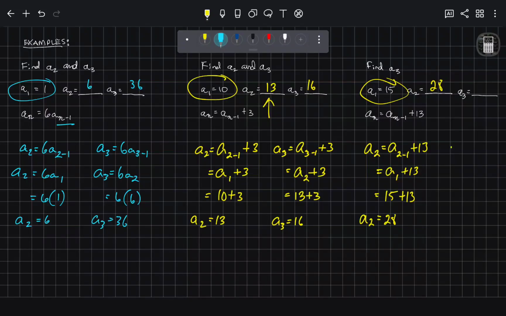Let's go ahead and take a look at a3. So it's going to be a3 minus 1 plus 13. I'm just plugging and playing over and over. a3 equals the second term in the list plus 13. Our second term was 28. So a3 equals 28 plus 13. The third term in the list is going to be 41. So yet again, all we did was add 13.